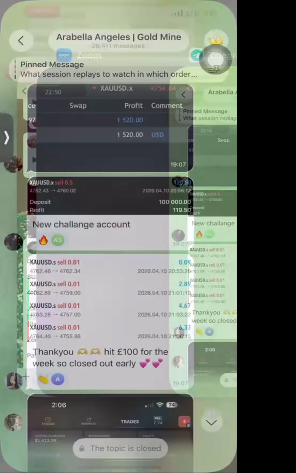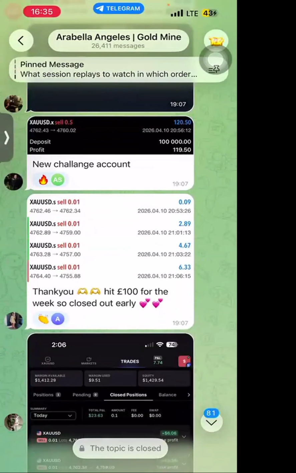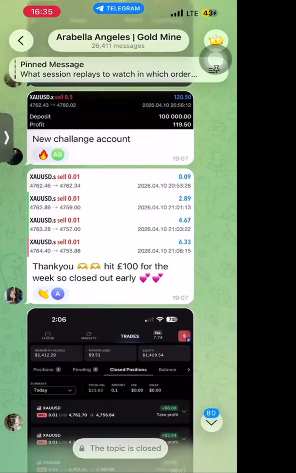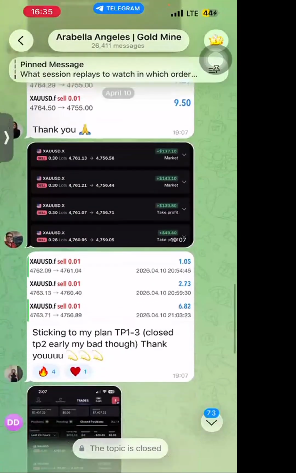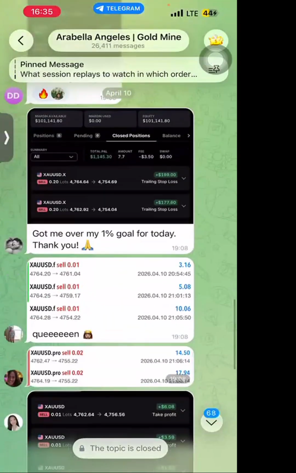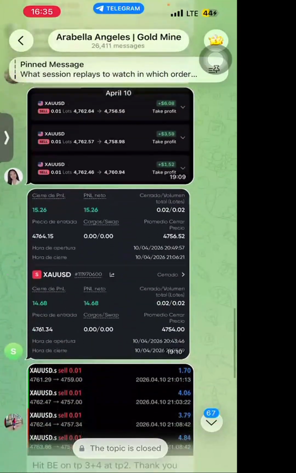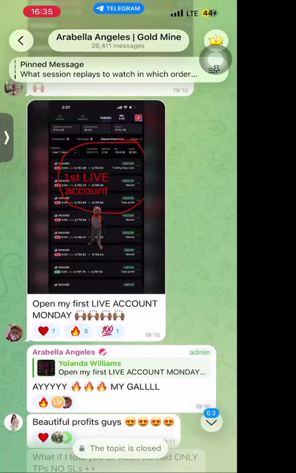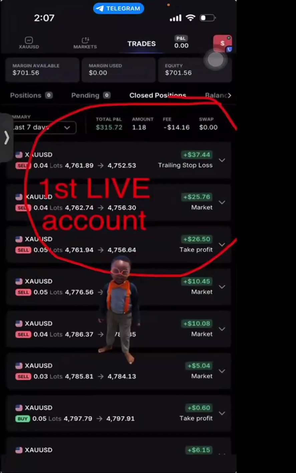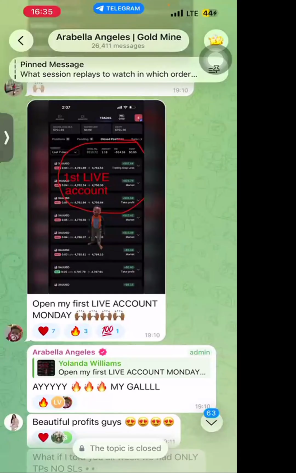No discrimination. Right? So this is someone, the person said I closed with £100, £100, right? So early this week. You can see different people made money on Friday. So ask yourself, how much have you made in last week? How much did you make last week? This is someone who said I opened my first live account on Monday, and the person now has, you can see it here, $315 from a live account.